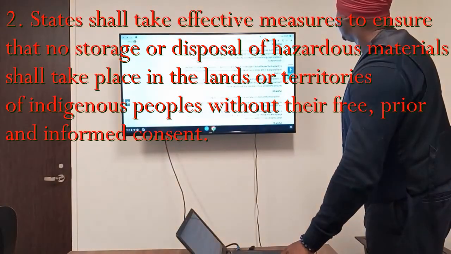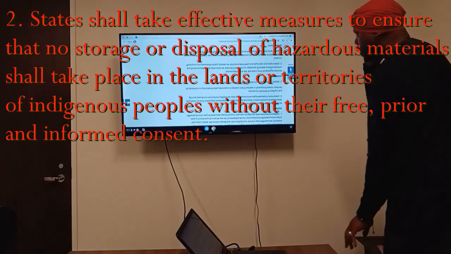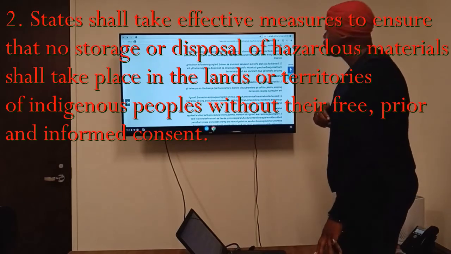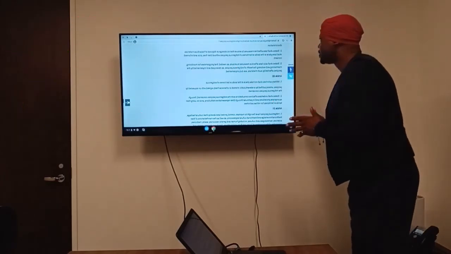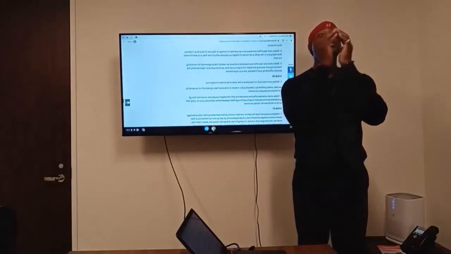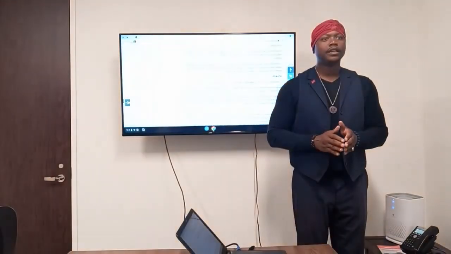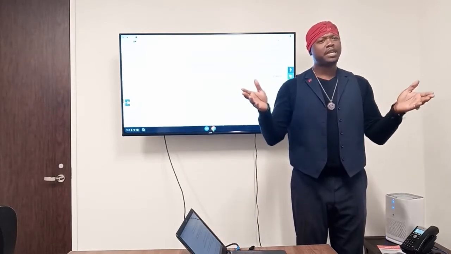Section 2. States shall take effective measures to ensure that no storage or disposal of hazardous material shall take place in the lands or territories of indigenous peoples without their free, prior, and informed consent. Nothing shall happen without our consent. I didn't sign off on nothing that they did to me. So why is this happening?